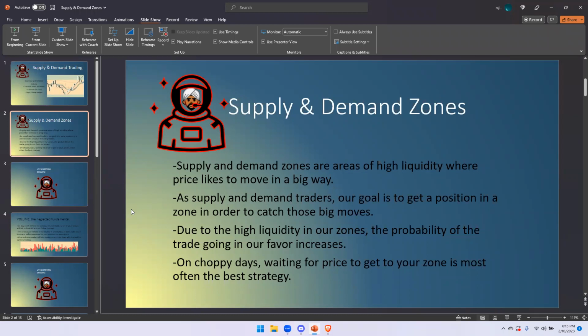Because of the high liquidity in our zones, the probability of the trade going in our favor increases a lot. So these supply and demand trades have really good risk to reward. Your risk is always really low. My drawdowns on my contracts are really not that bad. This works really well on choppy days, because when price gets to your zone, you know it's going to move in a big way. Those things that work in the middle don't tend to work on choppy days, but supply and demand does.